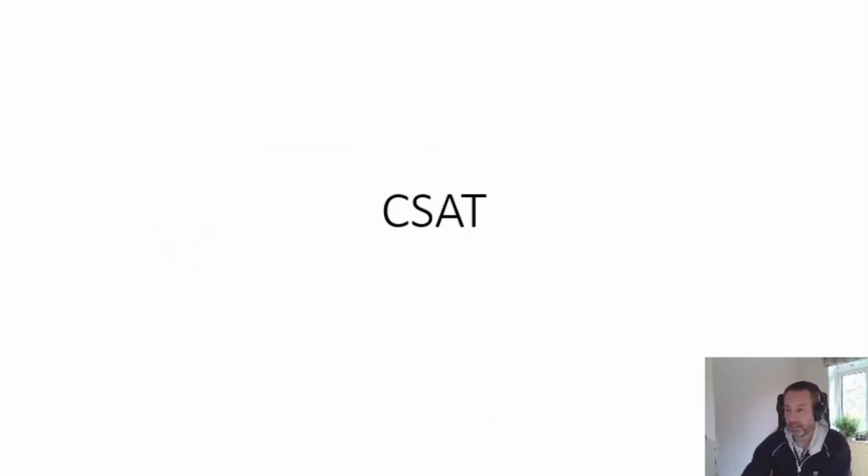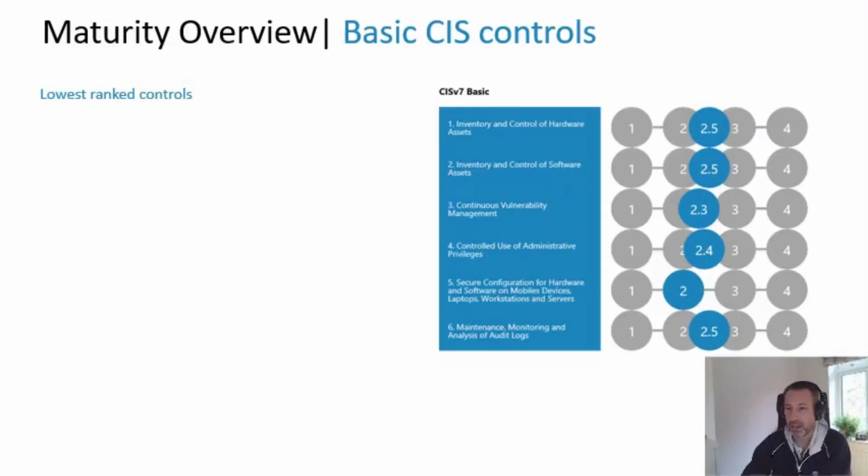So let's move our attention to CSAT. And as mentioned, CSAT is backed by CIS version 7. There's two parts to a CSAT assessment. The first part is to roll out a tool and to gather information from the environment. And while that's happening, you can work through a questionnaire, 20 questions which relate to the CIS controls, and for each of those areas you get a score.